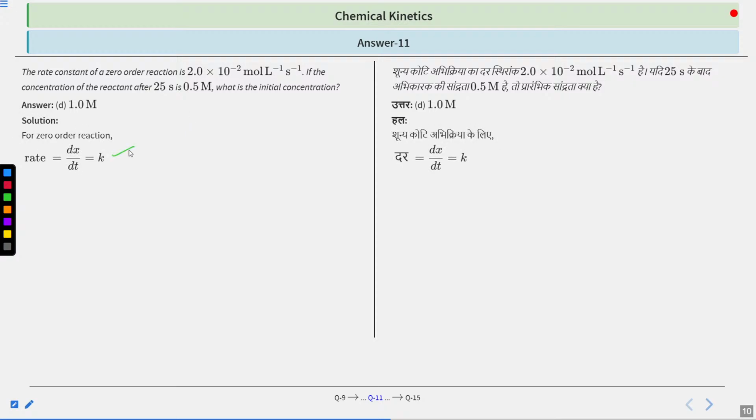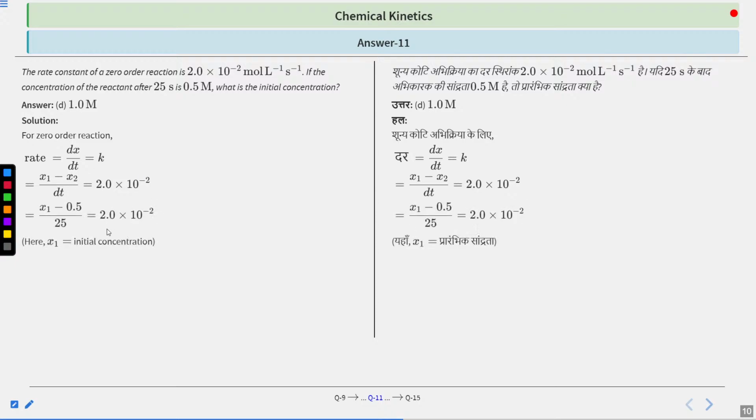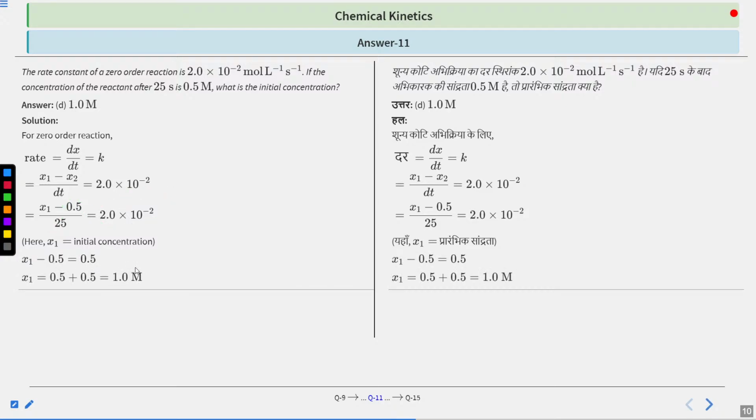So this is your rate law for a zero order reaction. Okay, if you just put this thing here, then (x1 minus x2) by dt is equals to 2 into 10 to the power minus 2. Now this thing is given 0.5. Okay, this is given 25. 2 into 10 to the power minus 2. You can find x1 easily from this equation, and that will give you 1.0 M. Now here we have used the differential rate equation. You can also use your integrated rate equation to solve this. So try this by yourself.